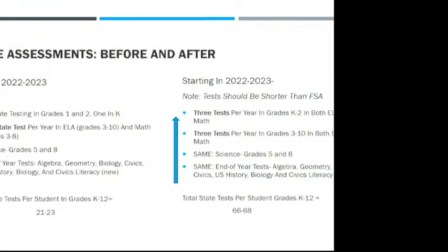And on the next 2 slides, this is really for information that you can look at later, but I've done a comparison to show you the number of tests prior to this change and the number of tests going forward. So you can look side by side and see. And then totaled them at the bottom. So currently, our students are subjected to 21 to 23 tests as they go through the grade levels, kindergarten through 12, and that does not include things like ACE and IB. And now they will be subject to 66 to 68 state assessments.